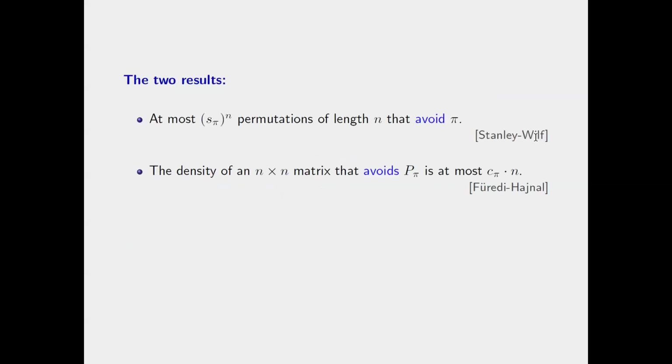Okay, so just to summarize these two results: there are at most single exponential permutations of length n that avoid pi. This is the Stanley-Wilf result. And the density of an n by n matrix that avoids a permutation is at most some constant times n. And these constants both depend on the permutation, and they are kind of related. One is polynomial in the other, but it's not fully understood what these constants are. But if the permutation is constant, then these are constant.